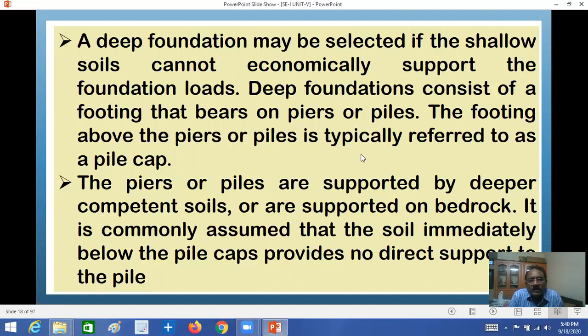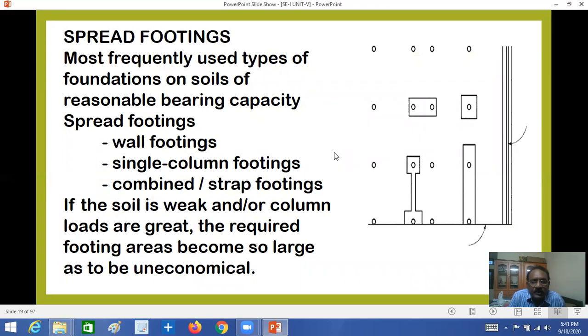Deep foundation is generally uneconomical, but wherever it is required, in weak soils, we have to go for deep foundations. The piles are supported by deeper competent soil or on bedrock. It is commonly assumed that soil immediately below the pile caps provides no direct support to the pile. See, whenever piles are used, they should go to that depth. Now, spread foundation. What is this? It is most commonly used, where the soil has reasonable bearing capacity.